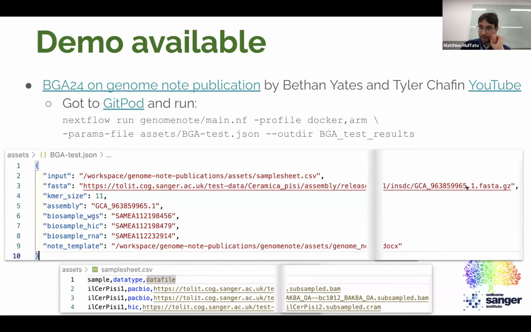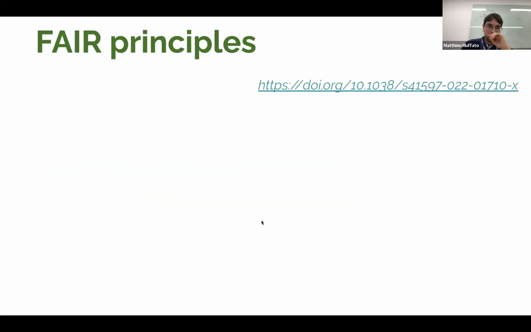is that this pipeline takes a FASTA file. You can see it's referenced by, so we take it on the web, it's referenced by accession number there. It takes some biosamples, accession numbers here. And then the input files are regular BAM or CRAM files.